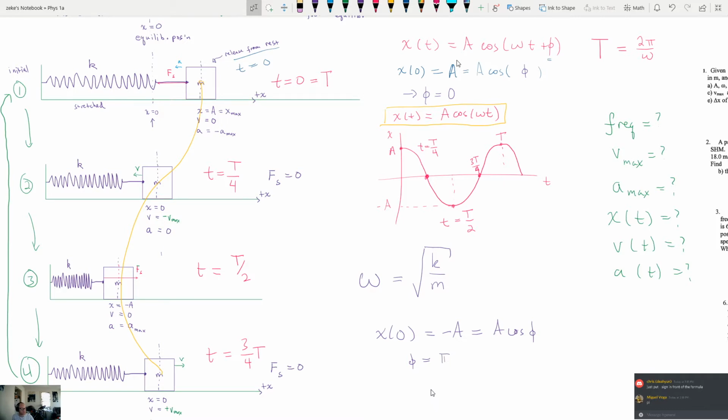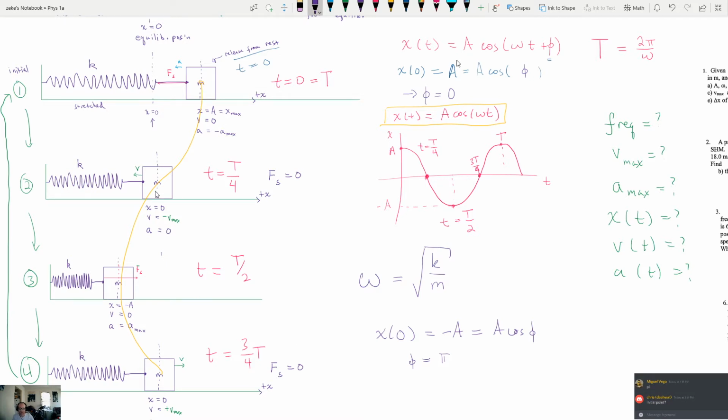So what does the phase constant do? What's the point of it? What does it tell you? What information is given by this quantity, phi? Yeah, the starting point, exactly.